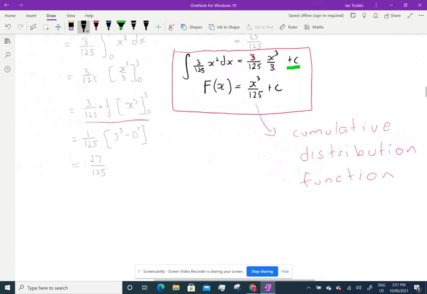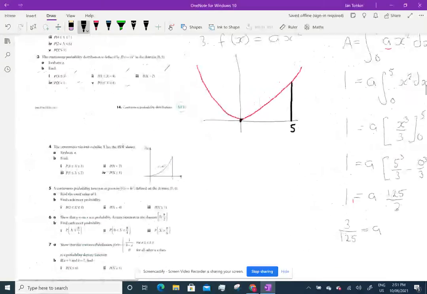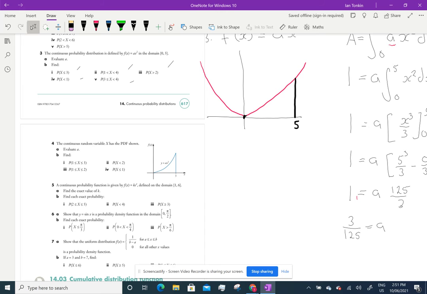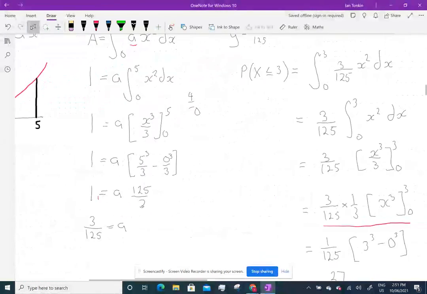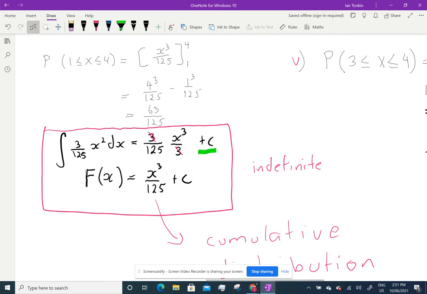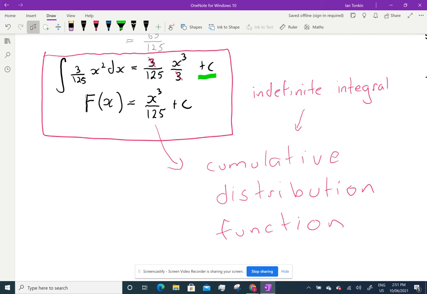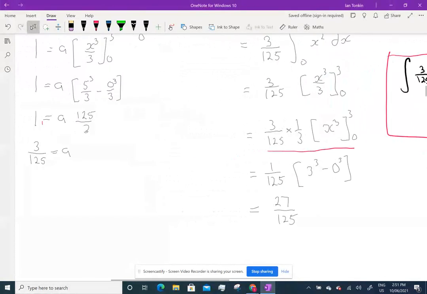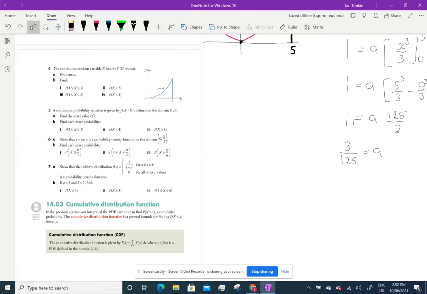Now, just make sure that you can do all those. And every time you do the first integration, write it as an indefinite integral. That's what this is. So it's the indefinite integral of a probability distribution function. It's a bit wordy. The indefinite integral of a probability distribution function gives the cumulative distribution function, which allows you to calculate the probabilities. So only do the integration once.